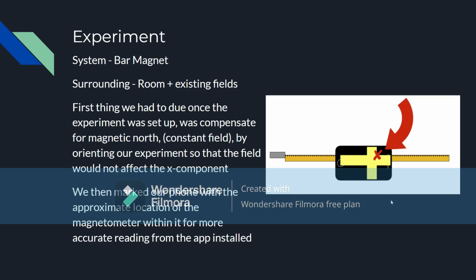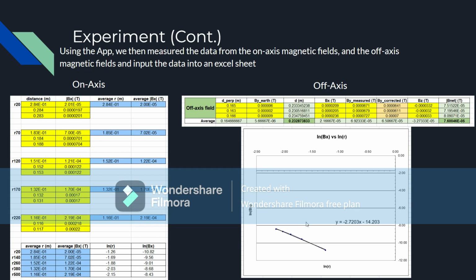Experiment. The system in this experiment was the bar magnet, and the surrounding was the room plus other existing fields. First thing we had to do once the experiment was set up was compensate for magnetic north, which is a constant field, by orienting our experiment so that the field would not affect the x component of the experiment. We then marked our phone with the approximate location of the magnetometer within it for more accurate readings from the app that we installed.